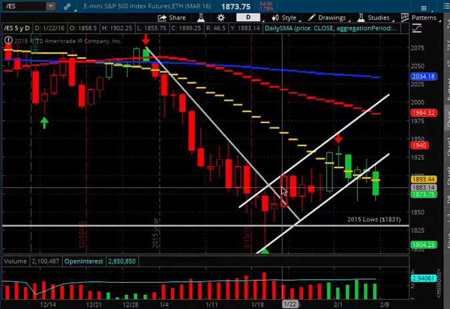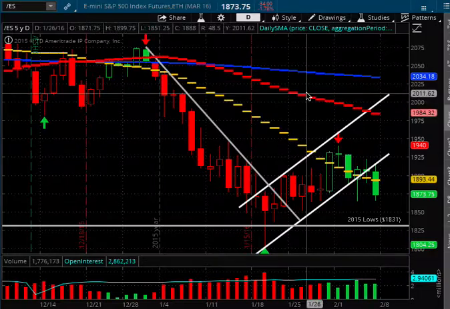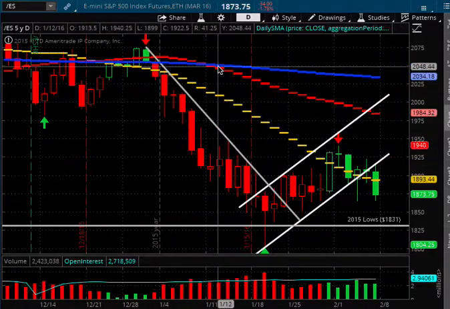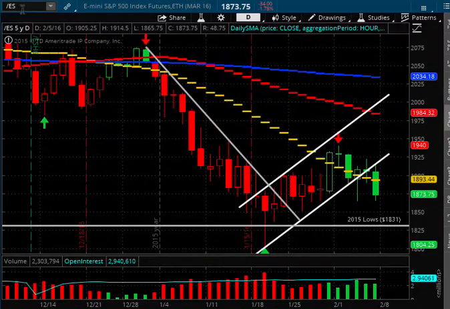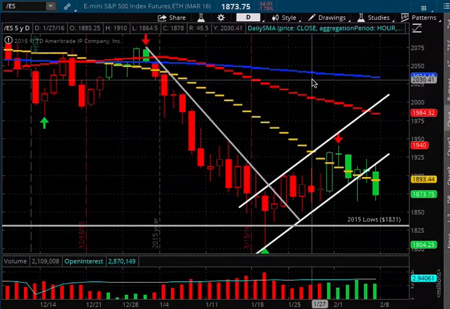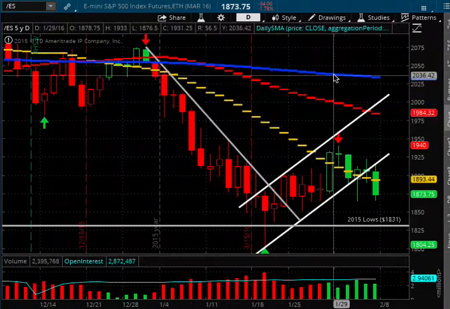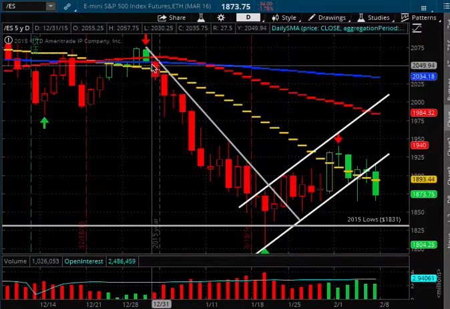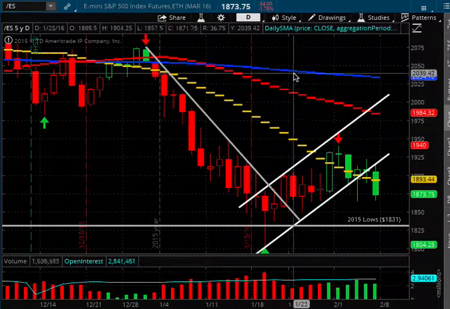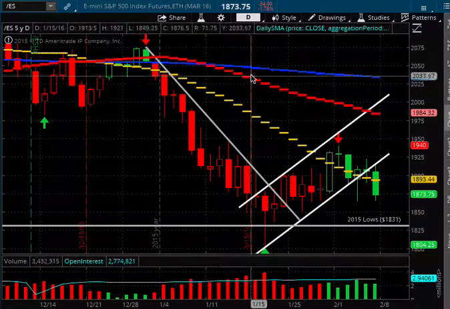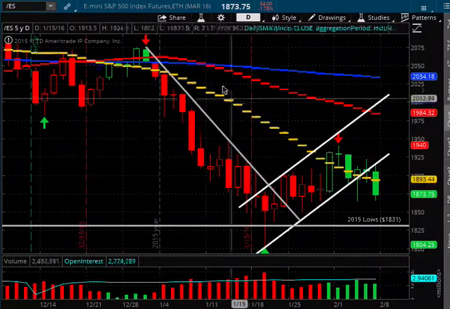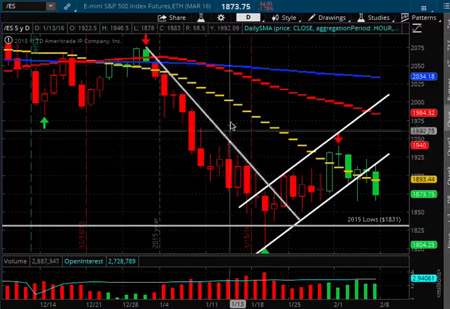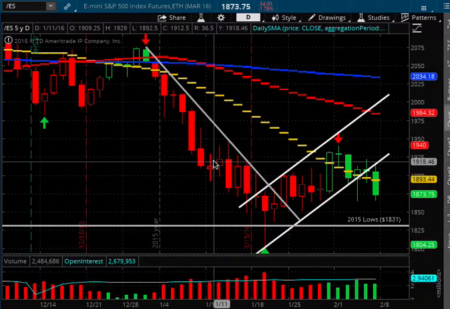and sell stock. So for you newbies or you advanced traders, this is a 5-year day chart, and we're looking at the S&P 500, the ES. You want to have these three moving averages on your charts: the 200-day moving average, which is this blue line, the 50-day moving average, and the 20-day moving average.